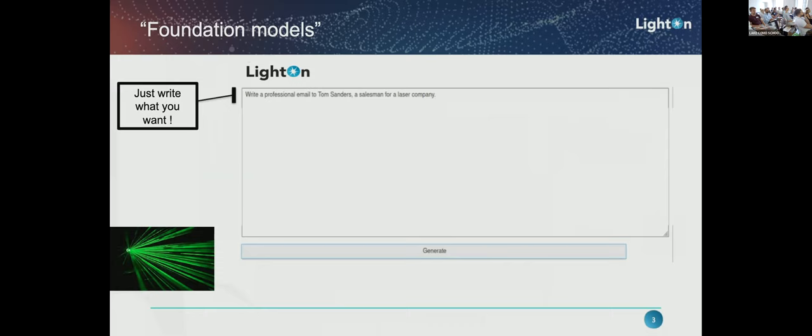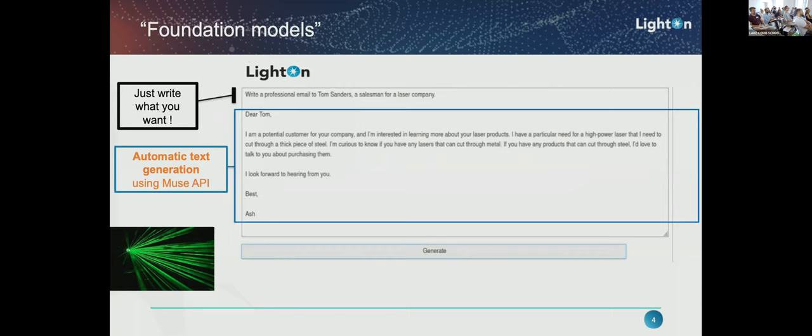You ask it to write an email to a salesman at a lathe for a laser company, and I guess some of you have already written such emails. You click on generate, and the model generates the text, like this one. "Dear Tom," and so on. It makes a perfect email. Of course, it has to invent what you intend to use the laser for. And if you're not happy, you can always edit it, but it's like, wow.